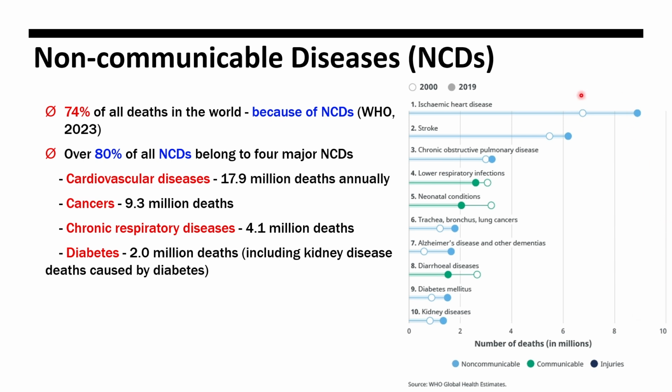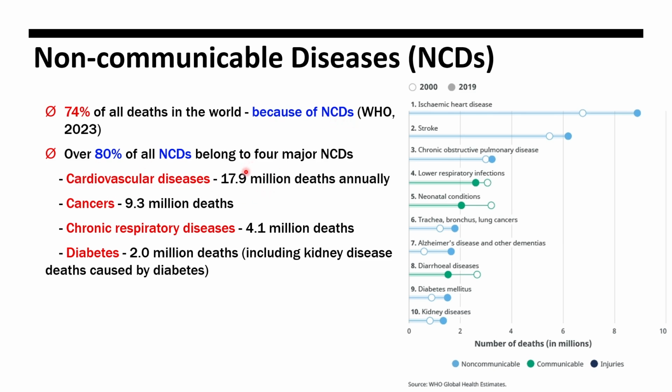If you look at the right-hand side, you see this picture, which shows the number of deaths in millions in 2019 recorded based on different diseases. You can see the blue color indicates the non-communicable and the green color indicates the communicable. Most of them are blue because 74% of all deaths in the world are because of NCDs, or non-communicable diseases.